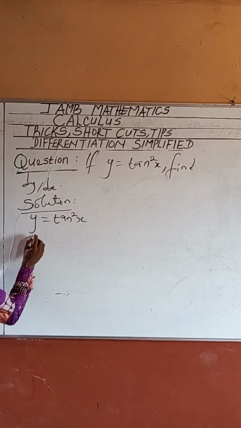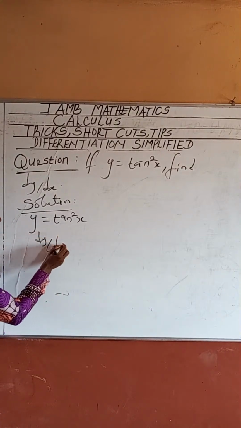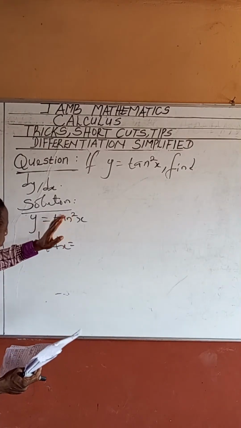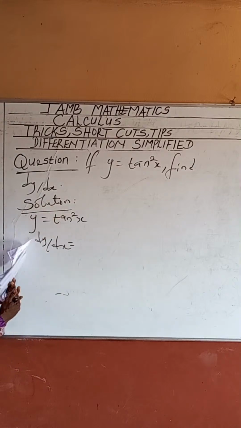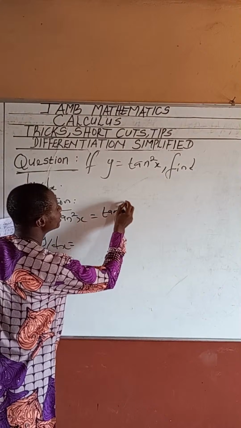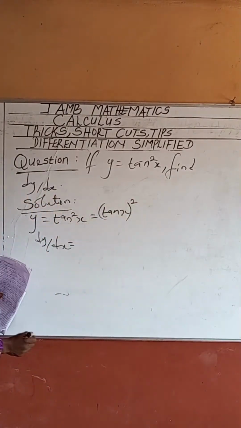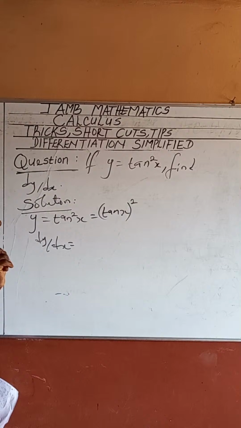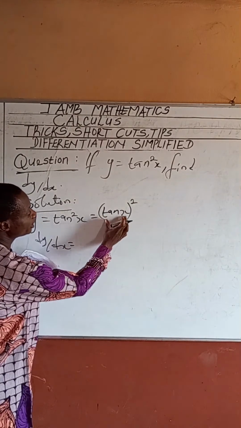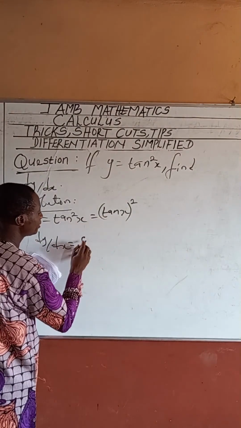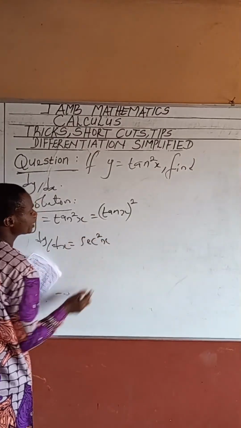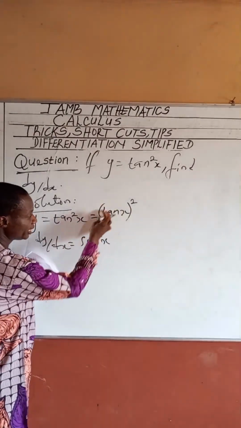So this is y. What will be my dy dx? Solve it like normal, okay? Remember, this one is the same thing as tan x square, like the one we did before. So differentiate what is inside here. If you differentiate it, what do you get? You get sec square x. And that's what we get when we differentiate inside.